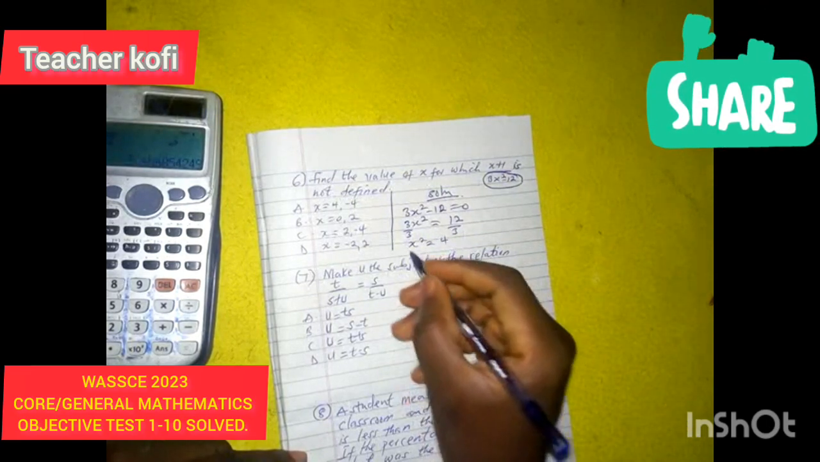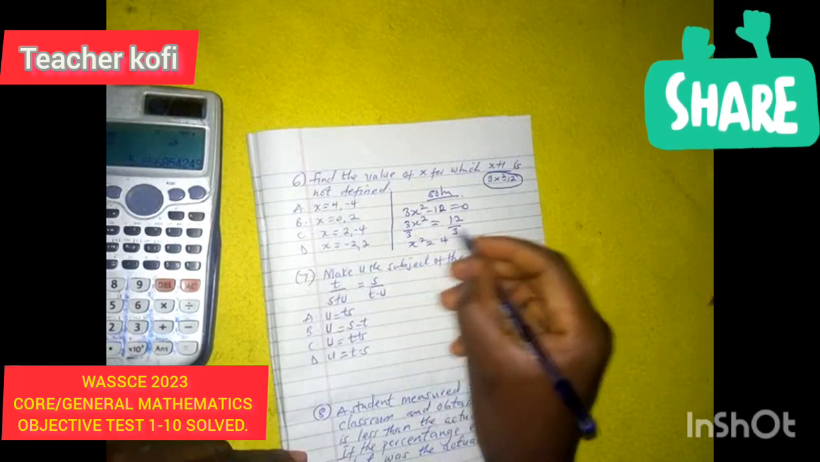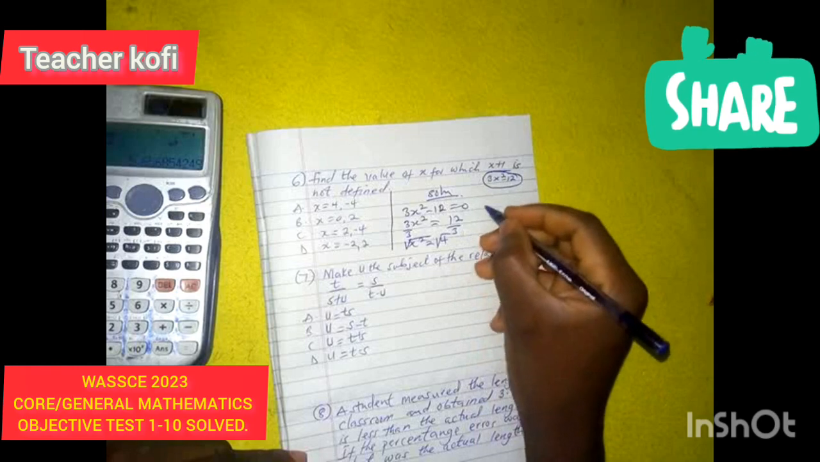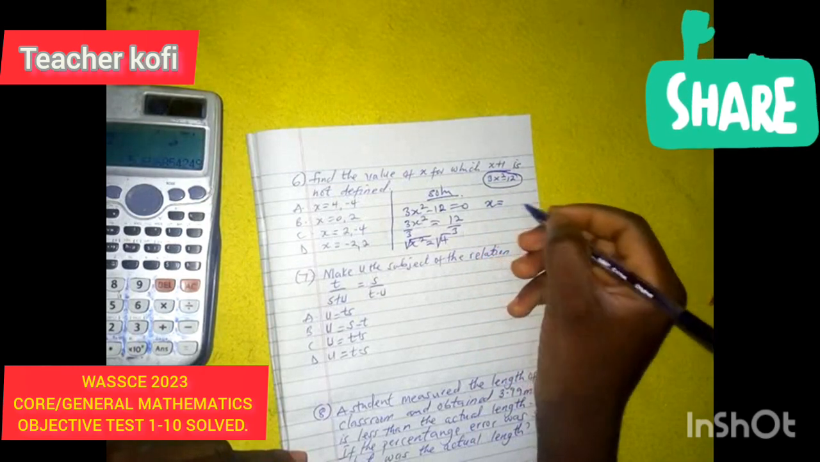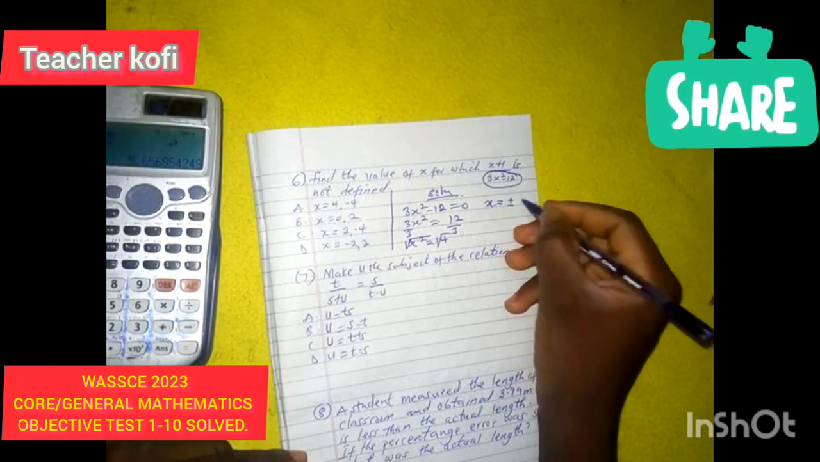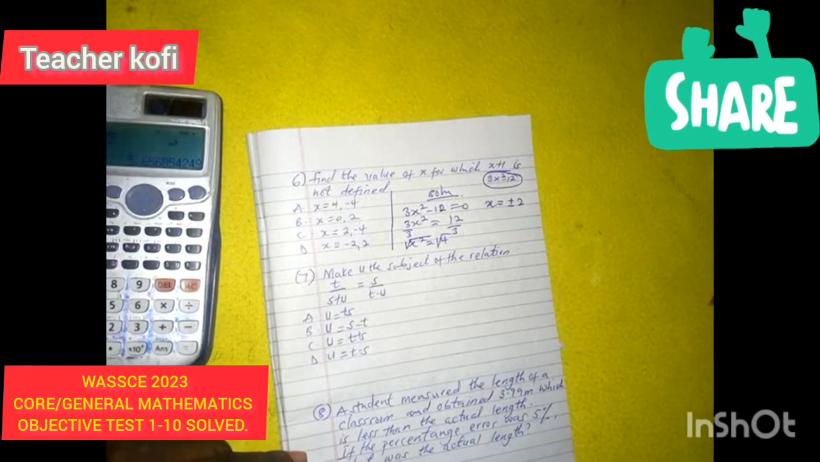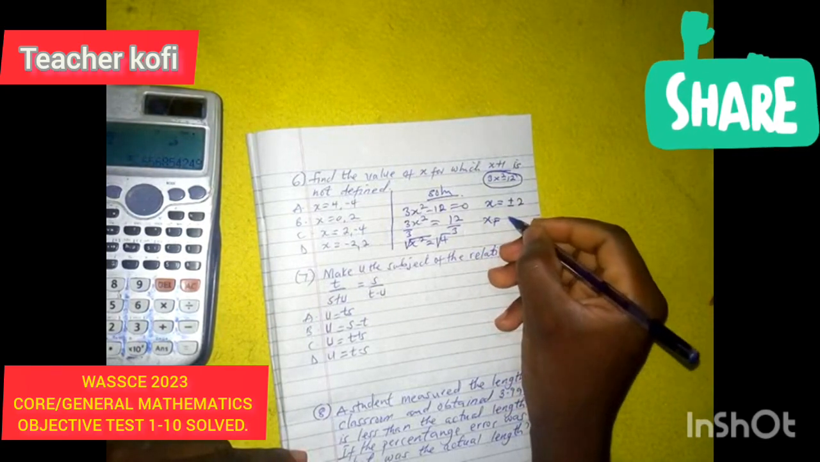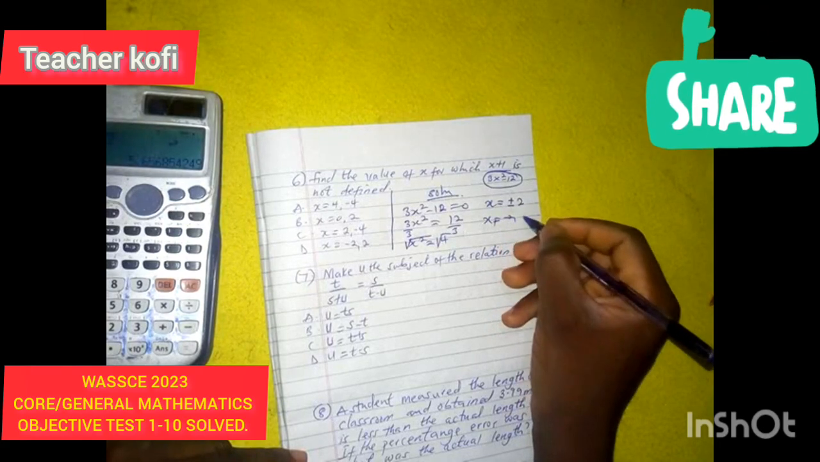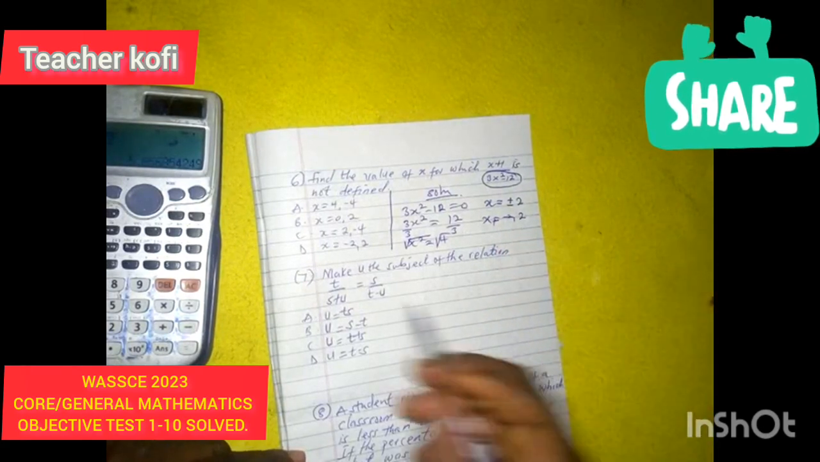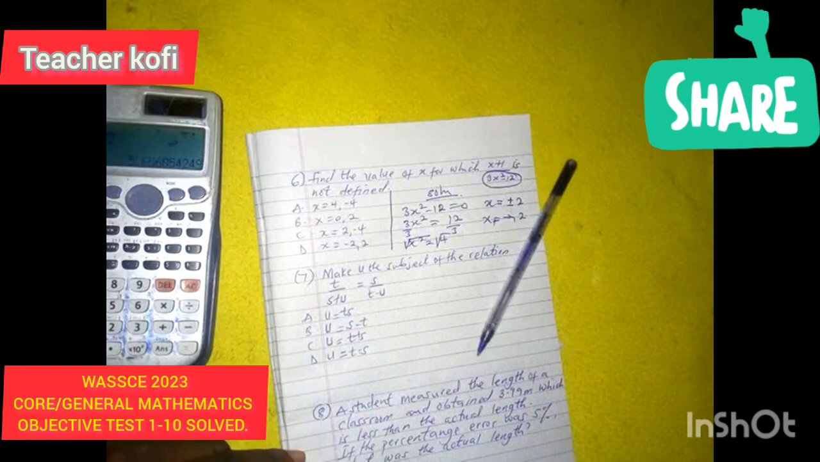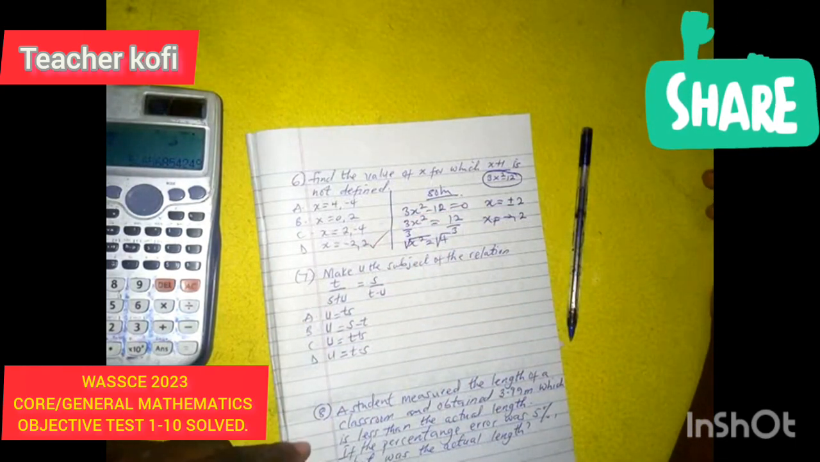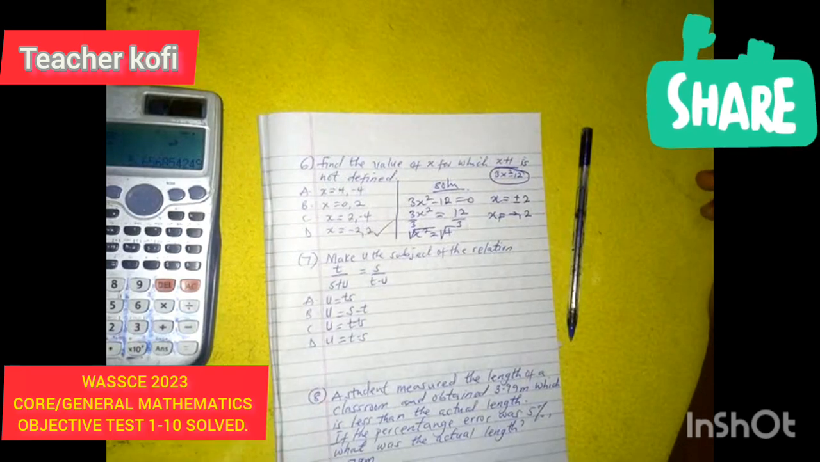So to find the x, we square root all the sides. Square root of this, square root of this. So now x equal to plus or minus 2. So now x is minus 2. So looking at it, the correct answer is D. Let's go to question 7.